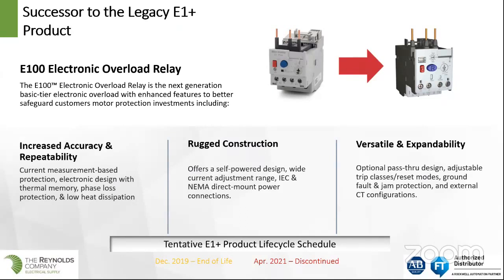And then some of the versatility and expandability of the new E100: it will have the optional pass-through design, which we had a limited version of in the E1 Plus. You'll see a larger option in that range. You know, more adjustable trip classes, reset modes, and then the additional protection modules for ground fault and jam are now in one device instead of several. So kind of limiting that number of SKUs you have to keep on the shelf.